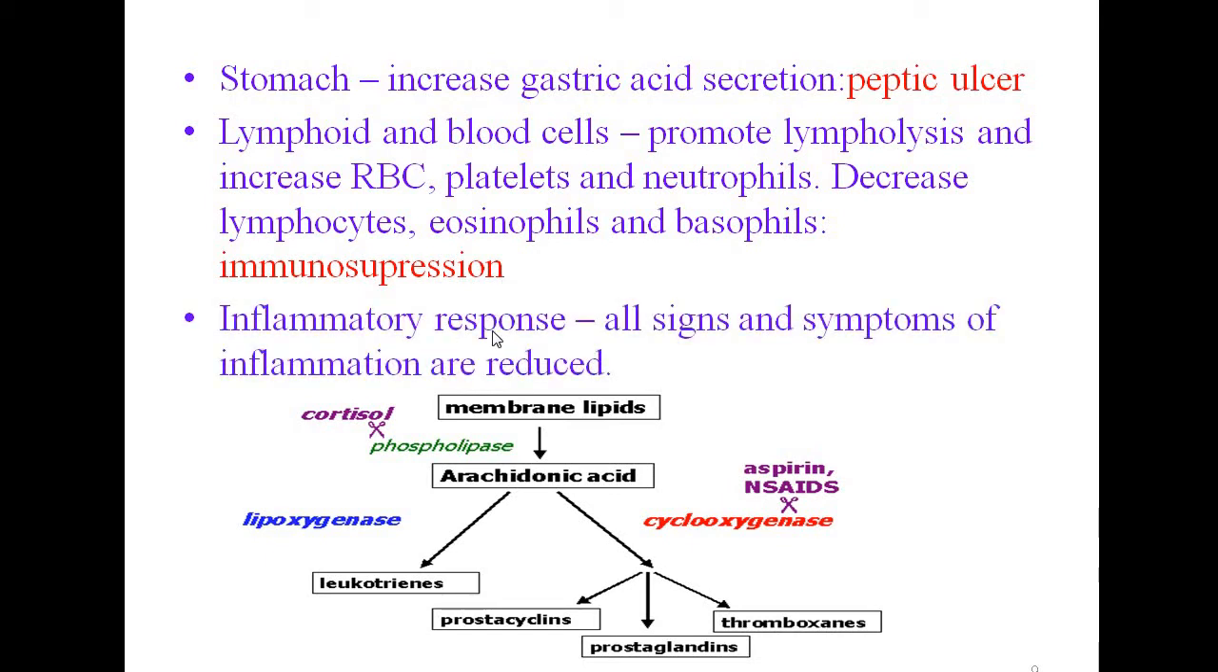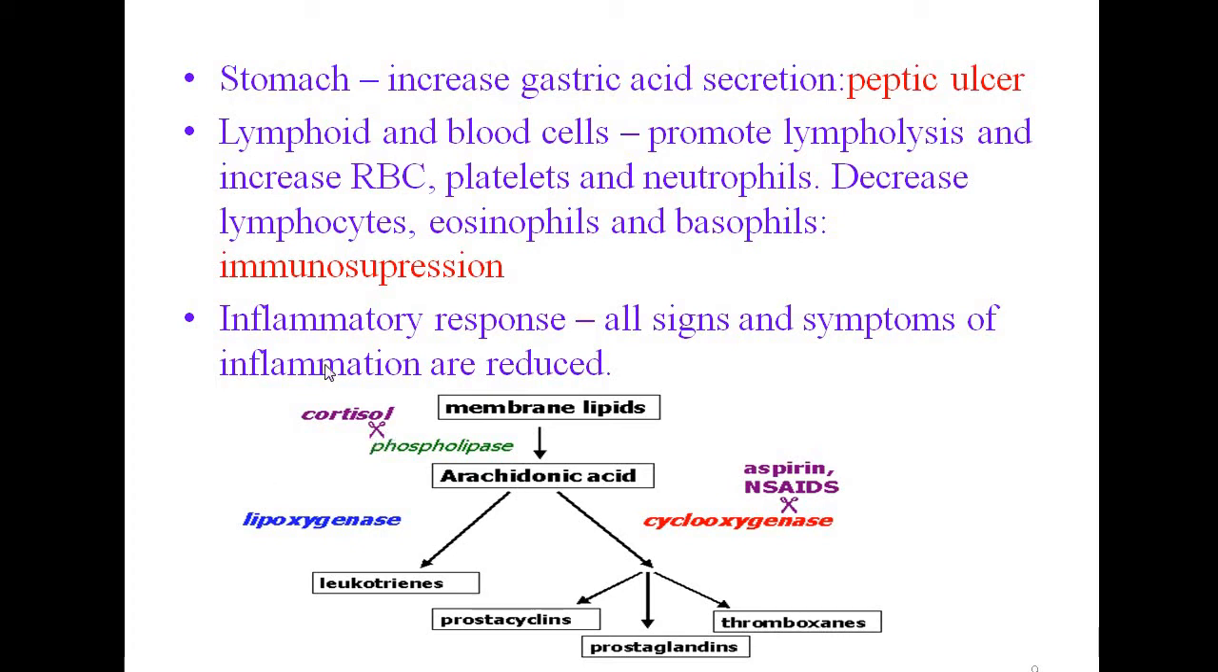A very important effect of the glucocorticoids is immunosuppression activity. In addition, all glucocorticoids or corticosteroids are powerful anti-inflammatory agents. All signs and symptoms of inflammation are reduced. So what are the signs of inflammation? That is swelling, localized redness, pain, all these are reduced.